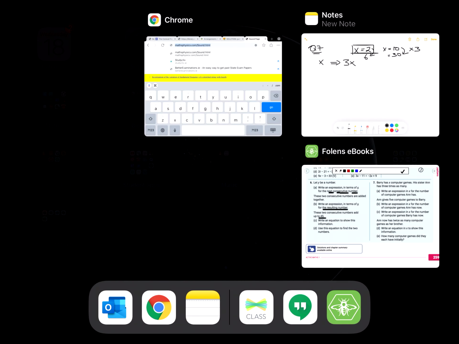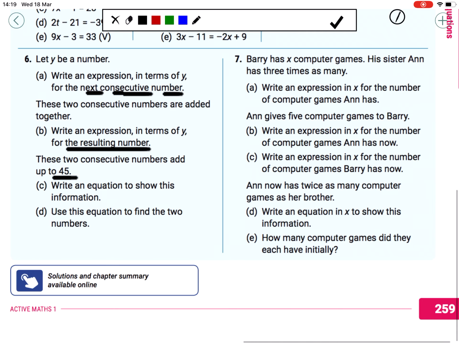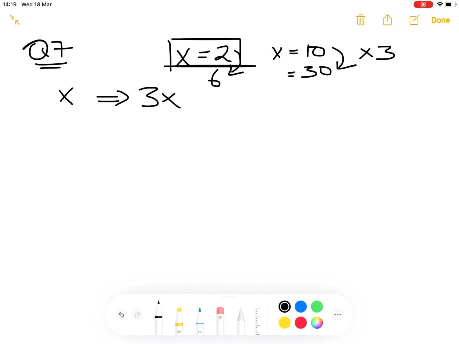It's Anne, I think, isn't it? Is her name? So Anne has 3 times as many as Barry. So that's it. So A, write an expression in X for the number of computer games that Anne has, and it is 3X, very simply. Okay? So we've done that. So A is 3X.